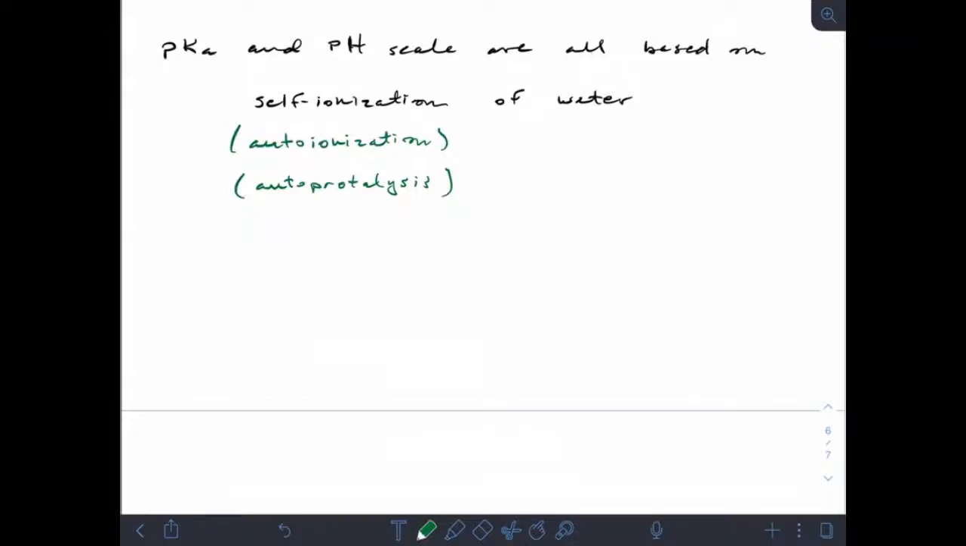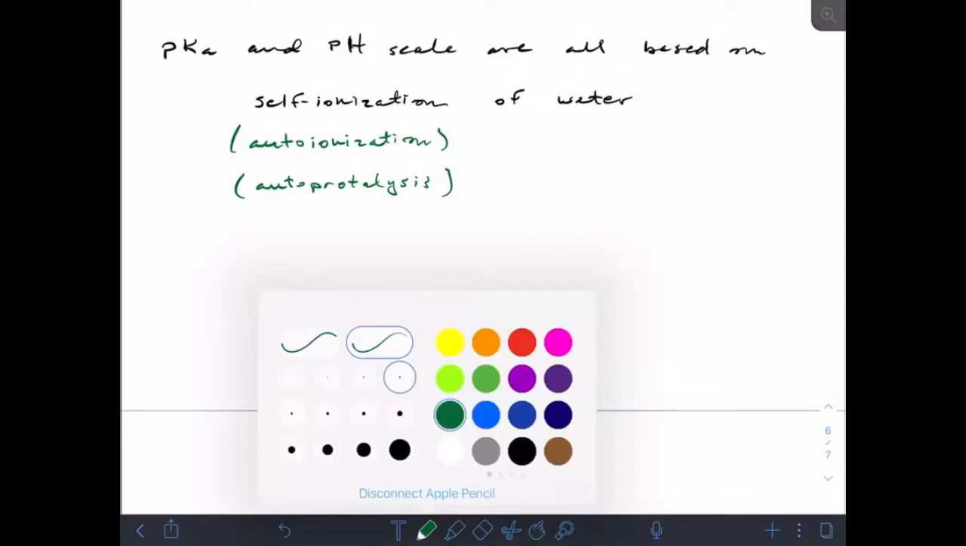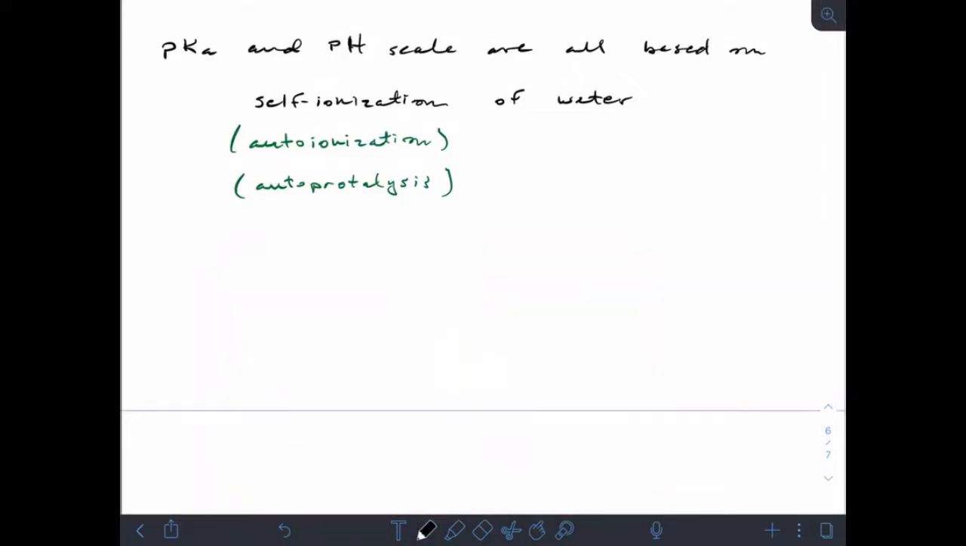In this video, we're going to talk about how the pH scale was arrived at, how pKa and pH scale are all based on what we call the self-ionization of water. Now, that term is sometimes also referred to as autoionization or autoprotolysis, relating to the creating of protons. So water has this really fantastic ability to behave as both an acid and a base at any given situation.